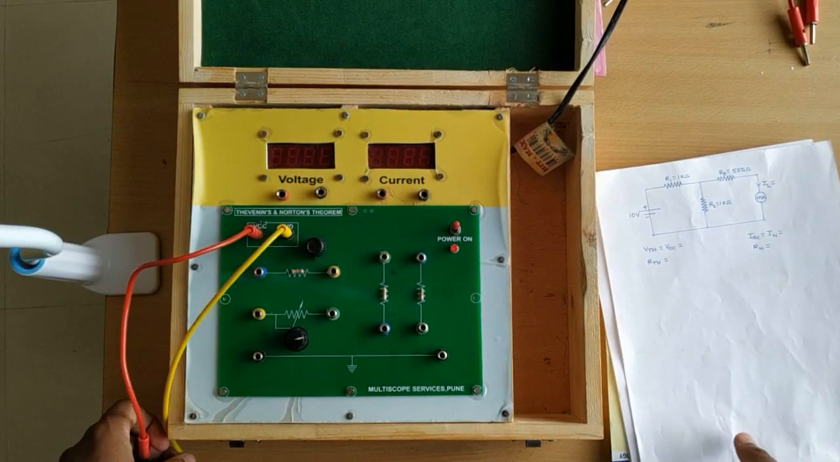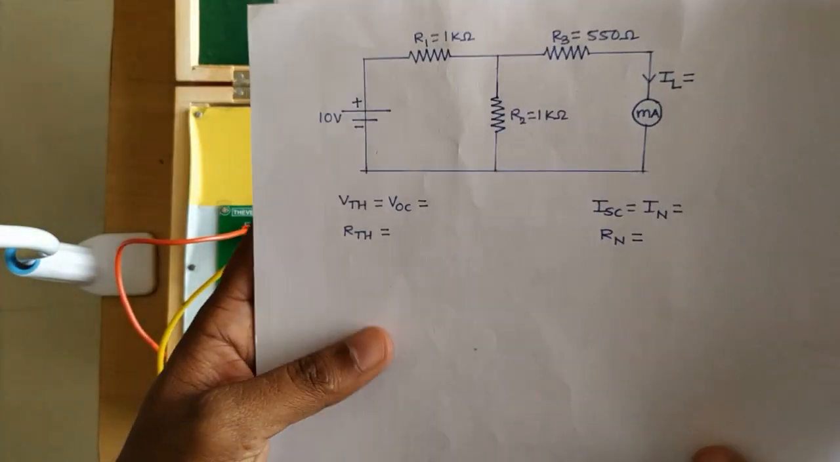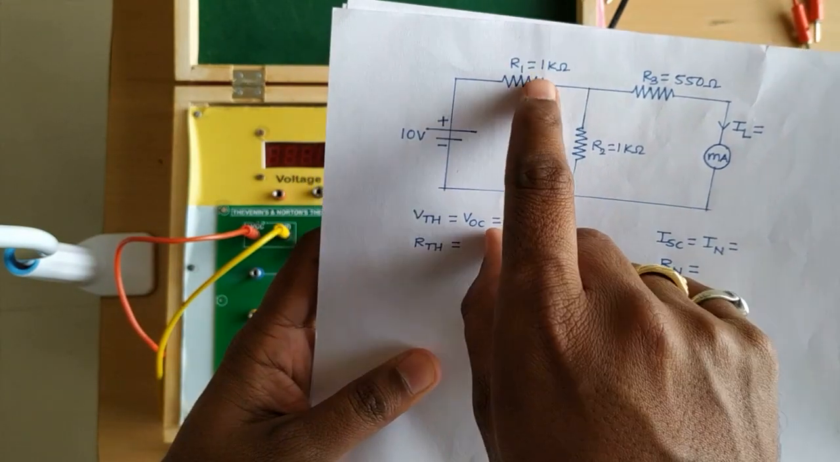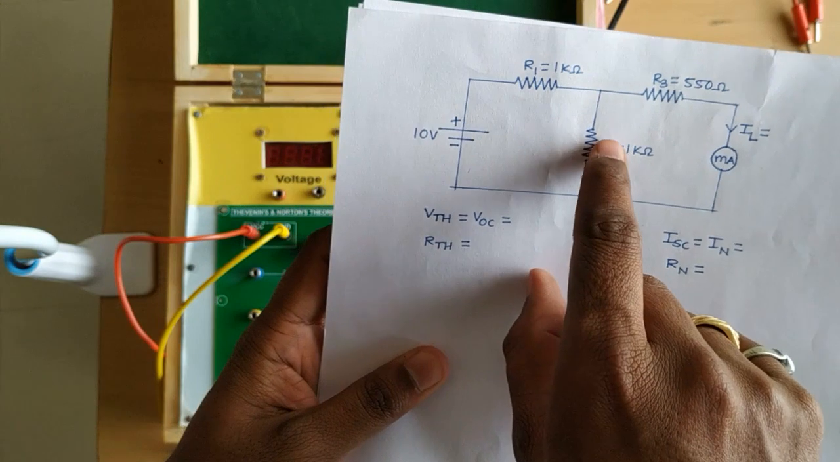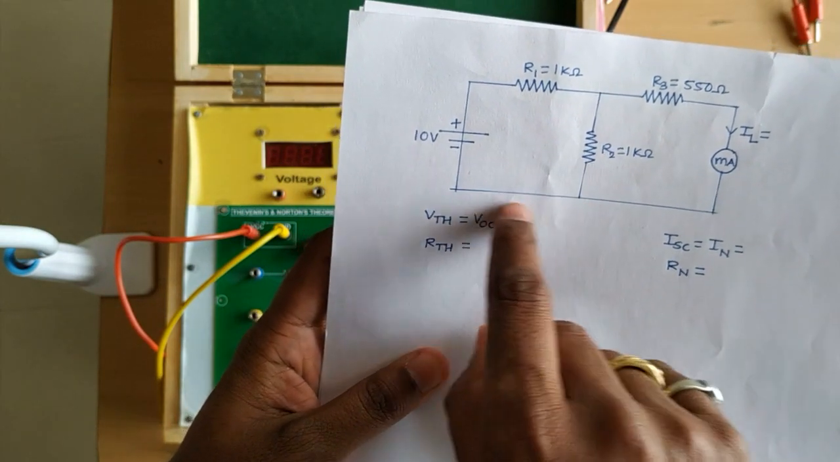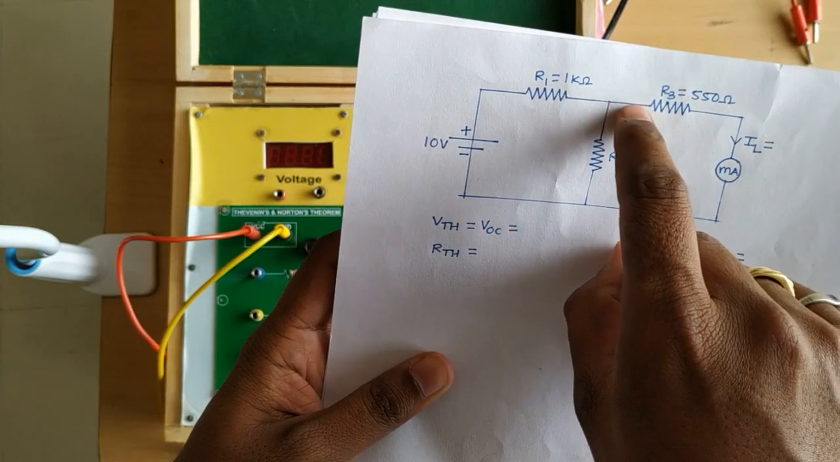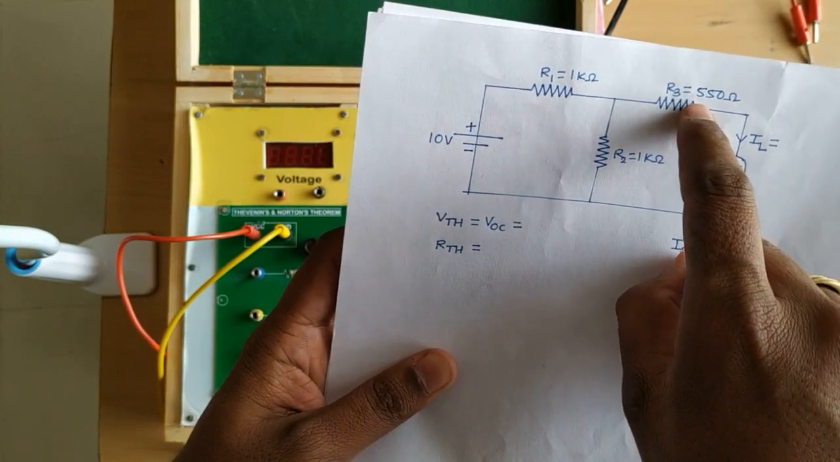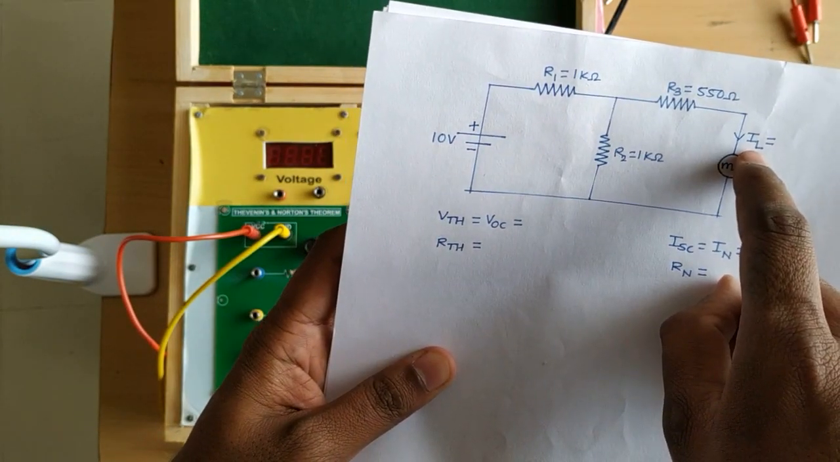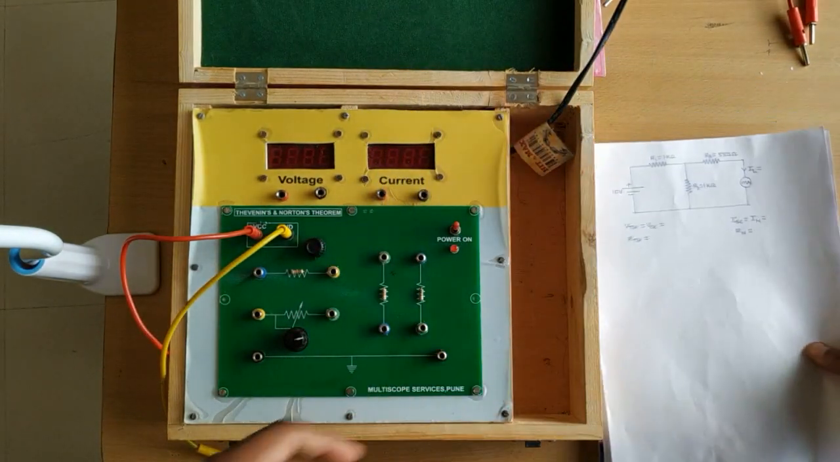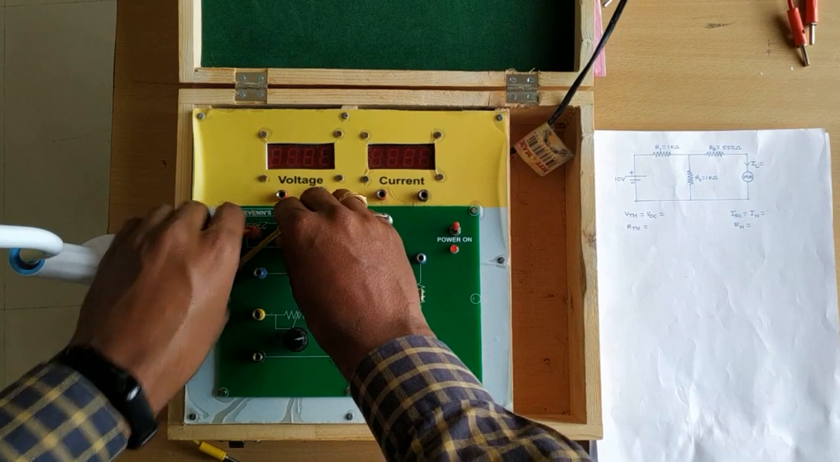Now, as per our circuit diagram, the positive of the voltage is connected to R1. The other end of R1 is connected to R2, and R2 is connected back to the negative of the supply. Similarly, R3 is connected to R1, the other end is connected to the positive of this ammeter, and the negative of the ammeter is connected to the ground line. So I will do the connections accordingly.